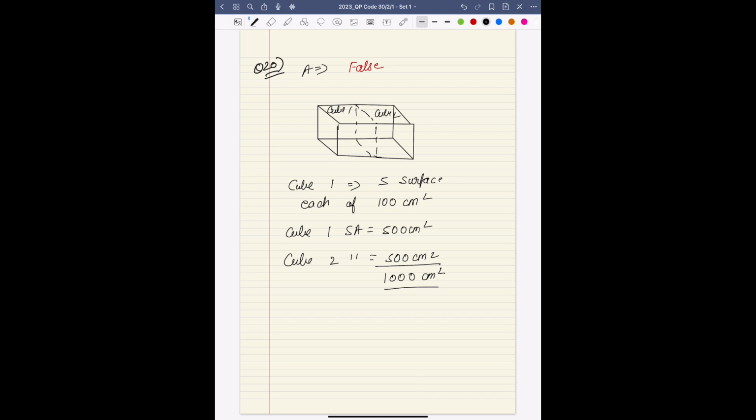Reason: area of each surface of a cube of side 10 centimeter is 100 centimeter square. Reason is absolutely right. So what will be your option? A is not taken. B says both assertion and reason are true, not valid. Assertion is true, wrong. The only option you have is D. Assertion is not true, but reason is true. So the answer for this is D.